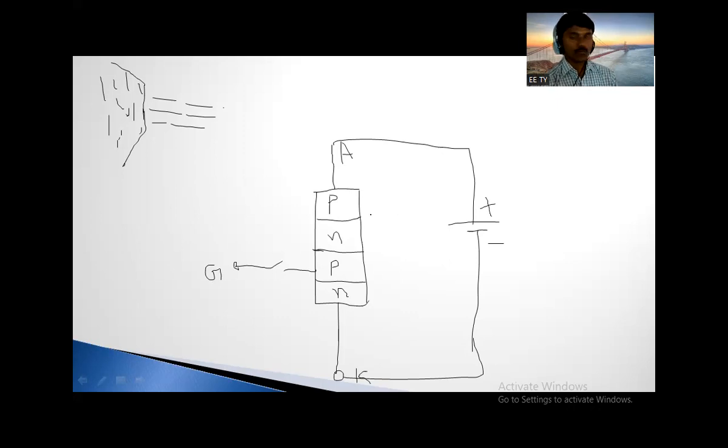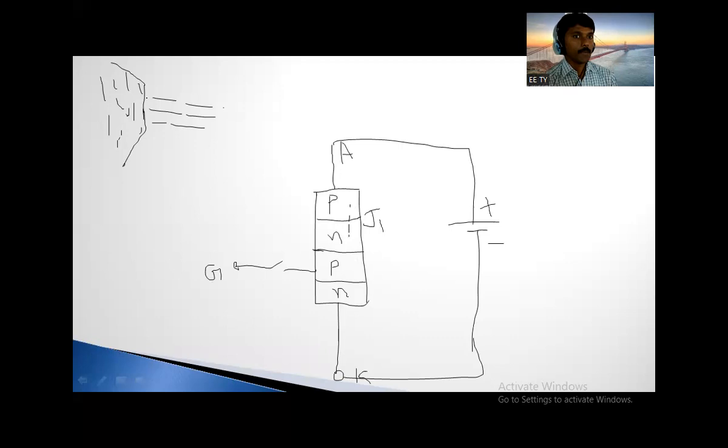Look here, what about the junction J1? Forward bias or reverse bias? Forward bias, because with respect to this junction, the P type material is connected to the positive and the N-type material is connected to the negative side. So there is no problem. This junction becomes forward biased, so the current can come up to this place.